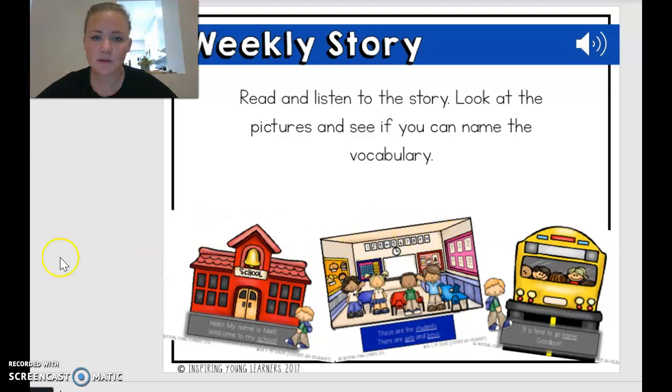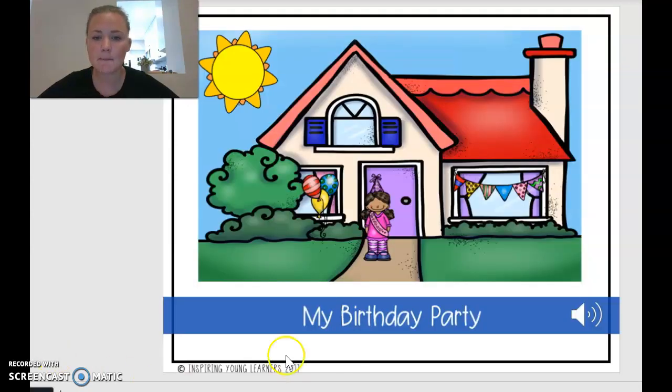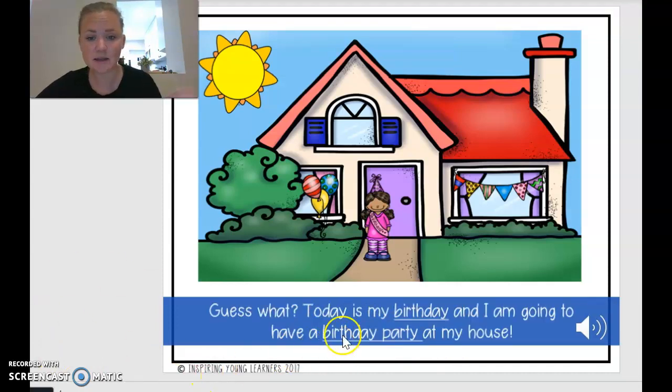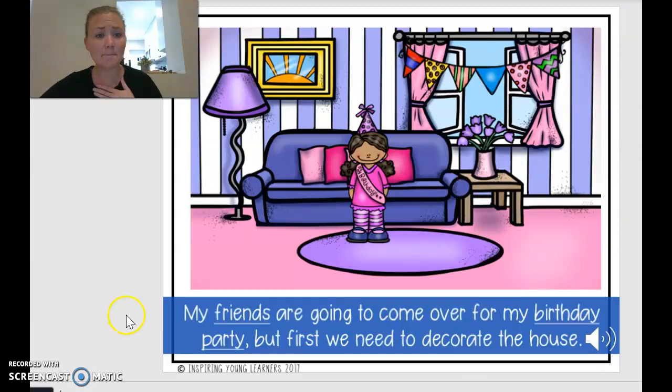All right, now we're going to look at a story. Read and listen to the story and look at the pictures to see if you can name some of the vocabulary. My birthday party. Guess what? Today is my birthday and I am going to have a birthday party at my house. My friends are going to come over for my birthday party. But first, we need to decorate the house.